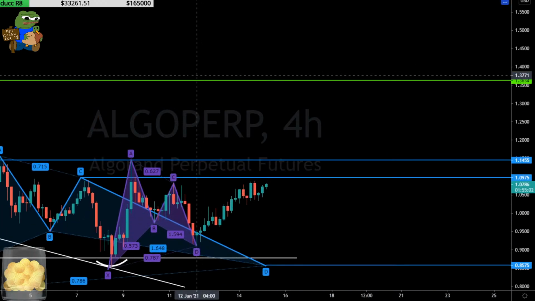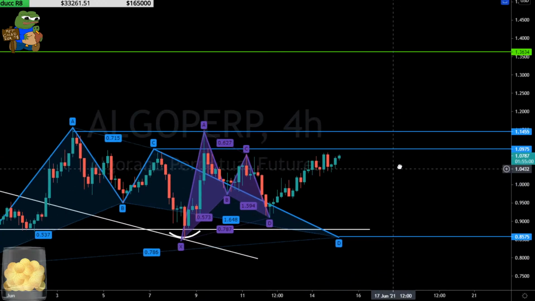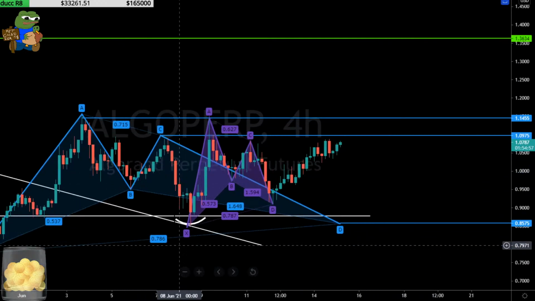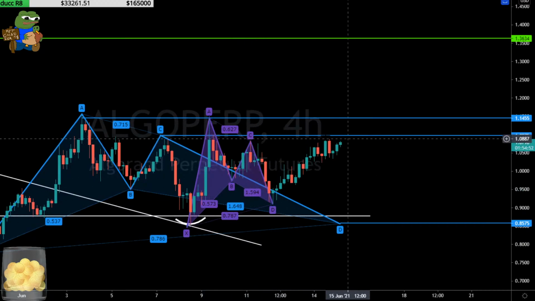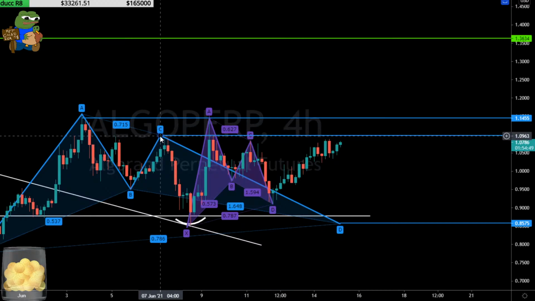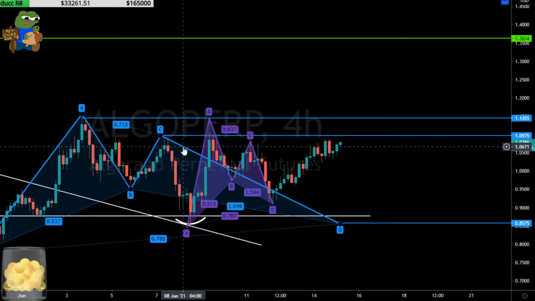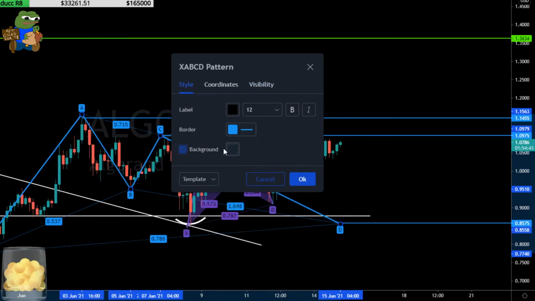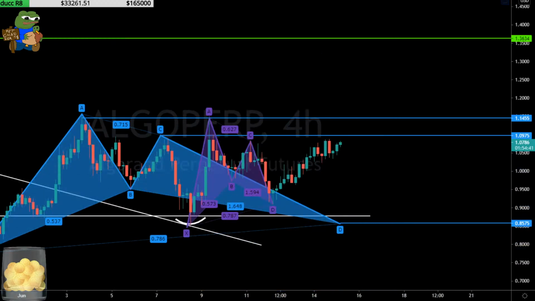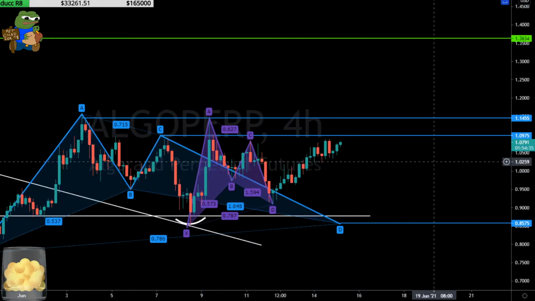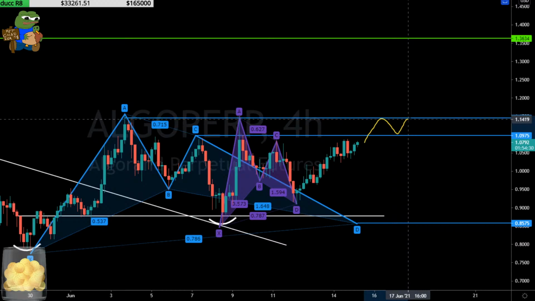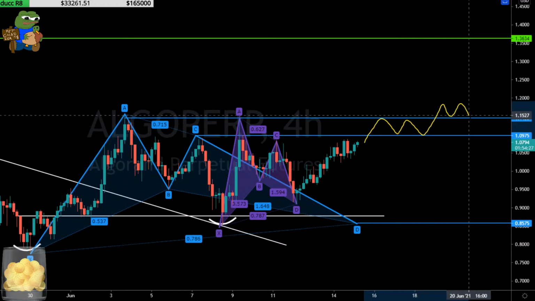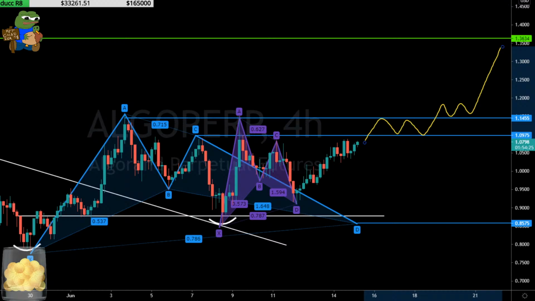Algorand. So we had a lower time frame harmonic in purple that has hit target 1, and you're currently hanging out right there. That was also basically target one of the previous harmonic in blue, if we look at that one as well. What you need to do here is get into this zone, and then find your way out of it to the high side if you want to see that $1.30 area.